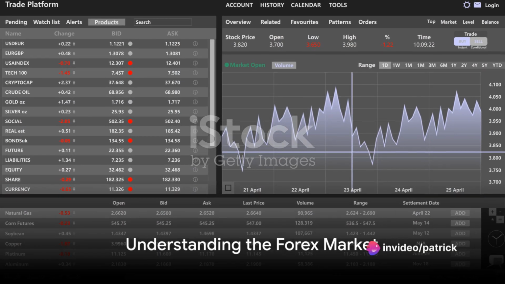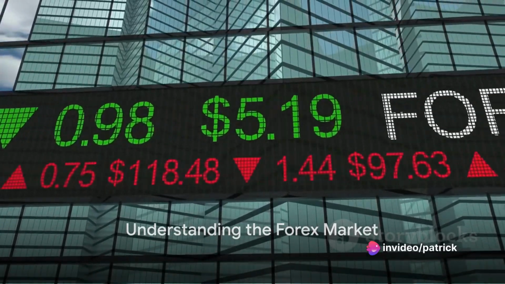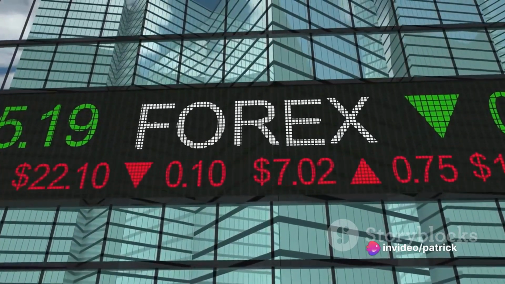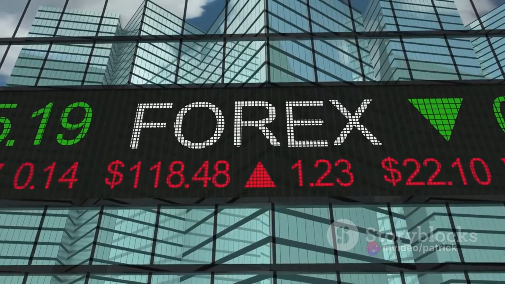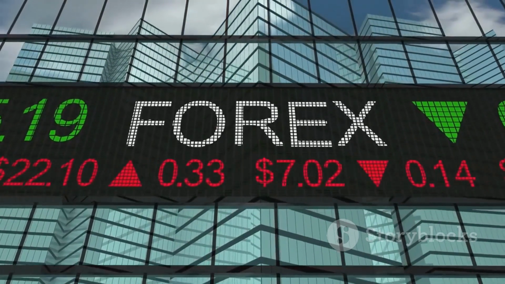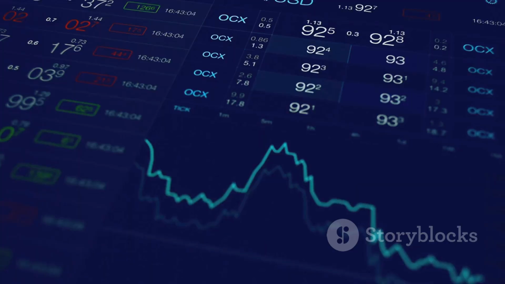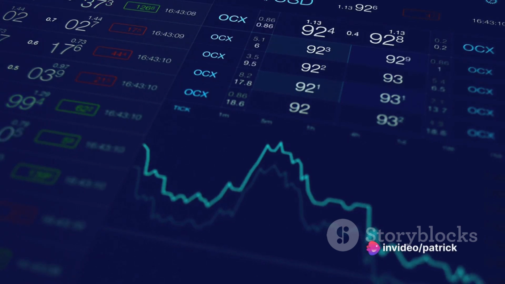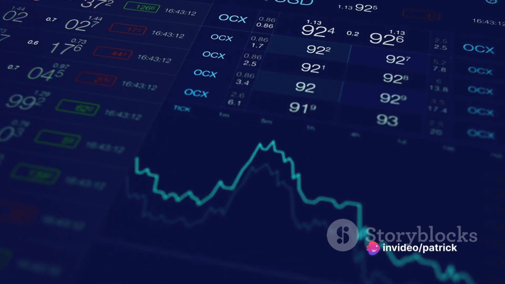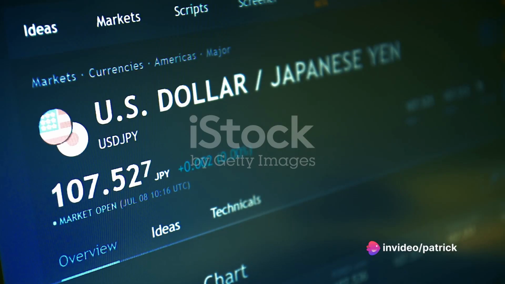To master Forex trading, you first need to understand the basics of the Forex market. The Forex market, short for foreign exchange, is where currencies are traded. It's an international market, open 24 hours a day, 5 days a week, making it the largest and most liquid market in the world. Now let's talk about currency pairs. These are the foundation of Forex trading.